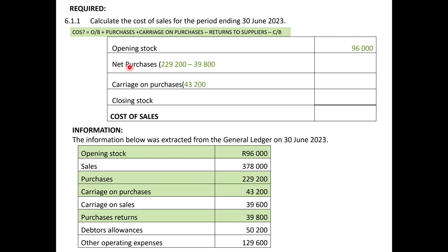We have our net purchases. We have purchases here, 229,200 minus the purchases returns that was given, as well as adding our carriage on purchases, which is 43,200 Rand. So these are the initial amounts that we have, and reminder to always try and show your amounts in a bracket and show your calculations.